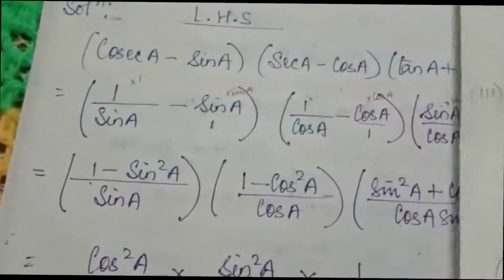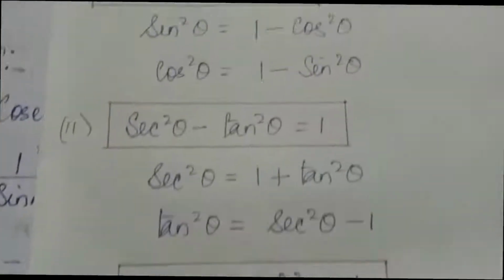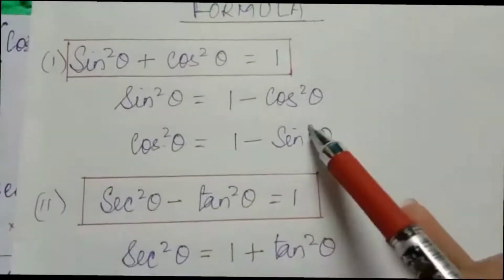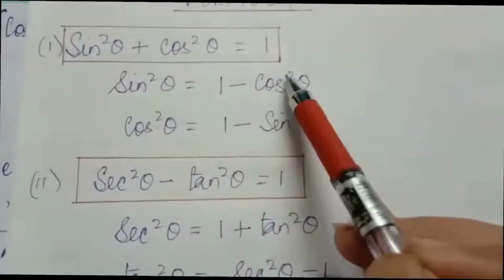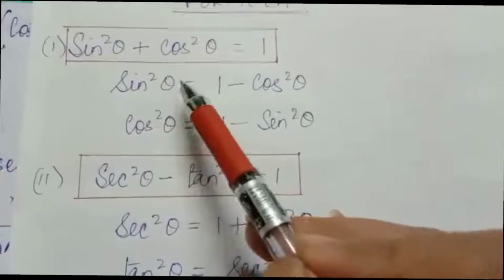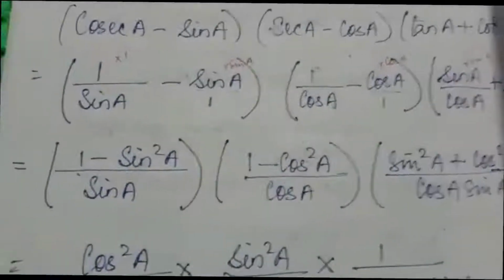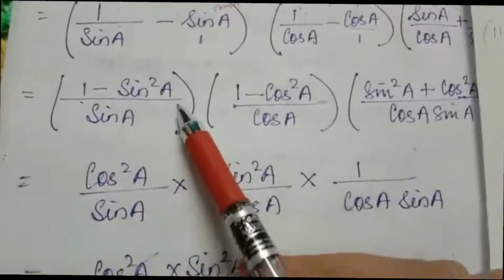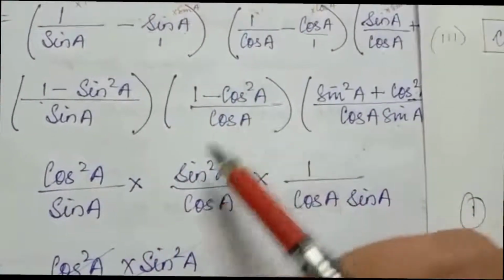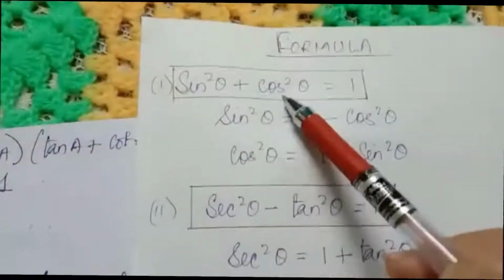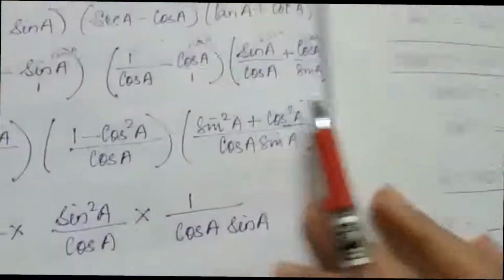Now 1 - sin² A. 1 - sin² θ is cos² θ, and 1 - cos² θ is sin² θ. So in place of 1 - sin² A you can write cos² A. In place of 1 - cos² A you can write sin² A, and sin² θ + cos² θ is 1. So this is 1.